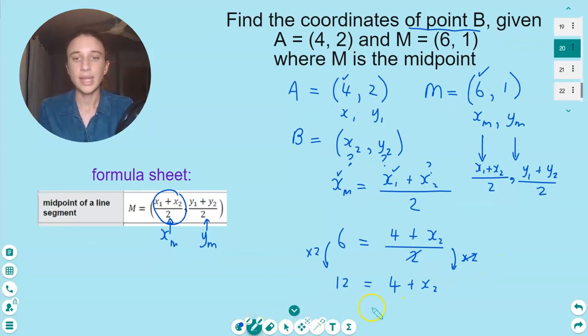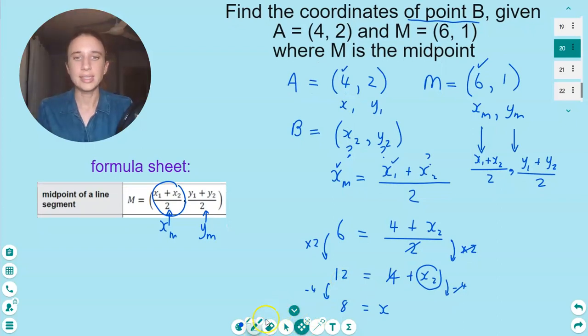And now it looks a lot simpler, right? I can solve for X2. I'm just going to take away 4 on both sides. 12 take 4 is 8. And we're left with X2, because those 4s get rid of each other. So X2 equals 8. That's the X coordinate of point B.